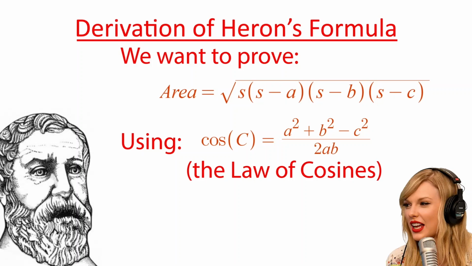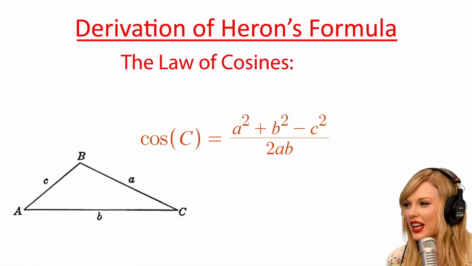Let me show you how you can prove this formula using the law of cosines as a given. For a little bit of background, the law of cosines is a trigonometric formula that relates the lengths of the sides of a triangle to the cosine of one of its angles. It is an extension of the Pythagorean theorem and is particularly useful when dealing with oblique triangles.